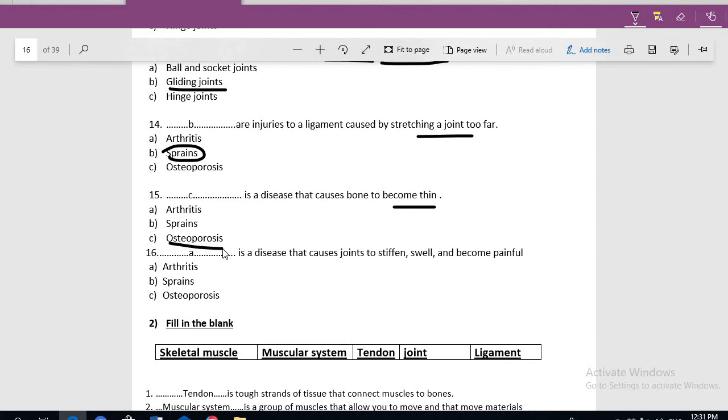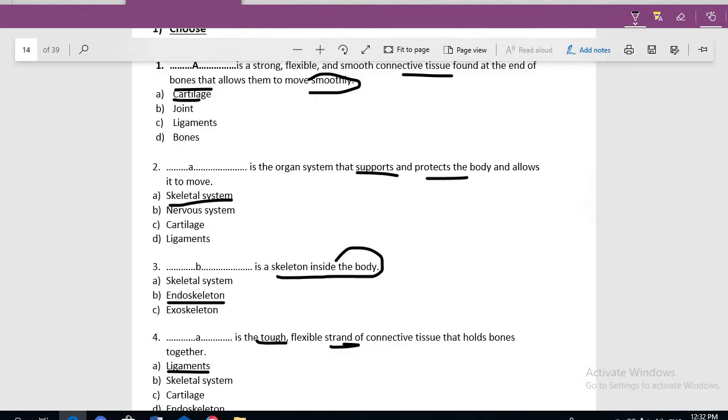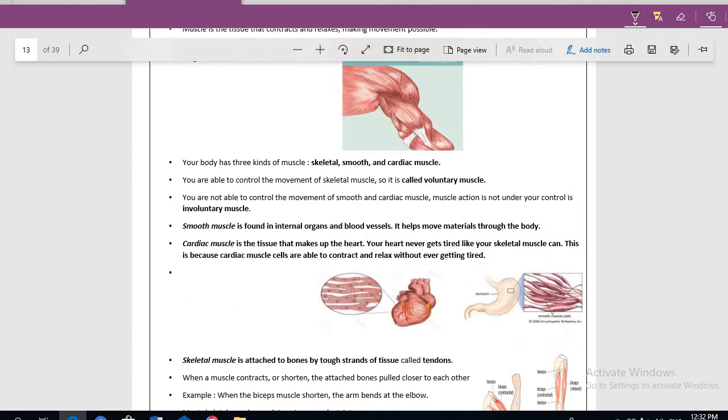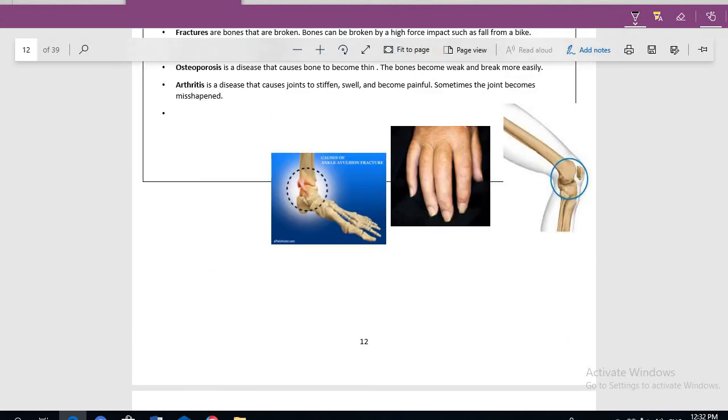It's a disease that causes joints to stiffen, swell, and become painful. This disease is called arthritis. Arthritis is the disease that causes joints to stiffen and swell and become painful, like this. This is a disease that happens to the joints. Look, the joint is swollen.